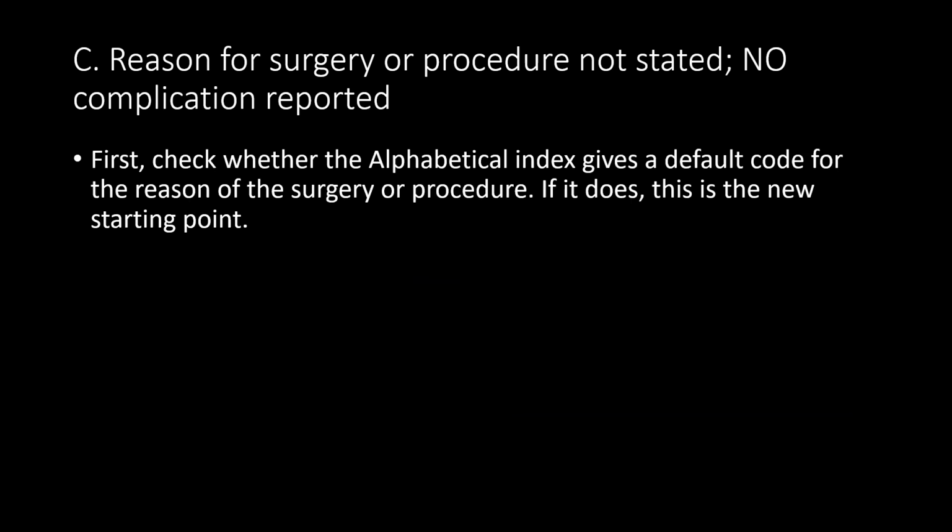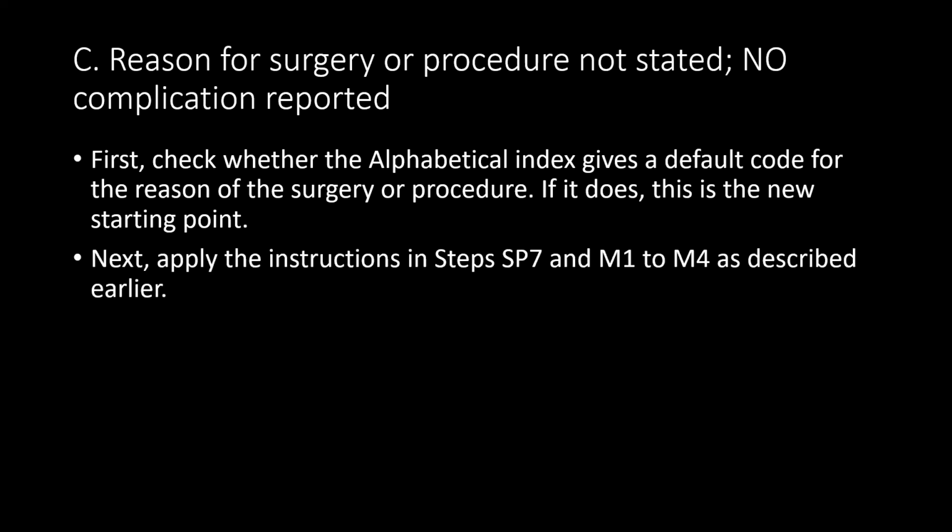So this is part C of section 4.2.9 in volume 2. Reason for surgery or procedure not stated, no complication reported. These instructions are applied when the reason for surgery is not stated and no complication is reported in the death certificate. First, check whether the alphabetical index gives a default code for the reason for the surgery or procedure. If it does, this is the new starting point. Next, apply the instructions in steps SP7 and M1 to M4 as described earlier.